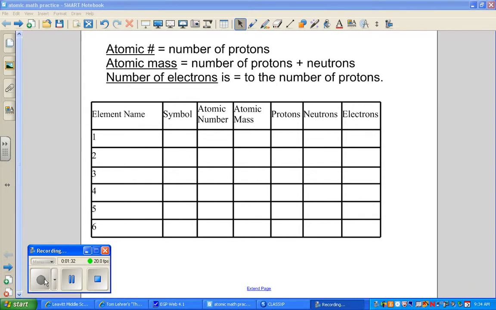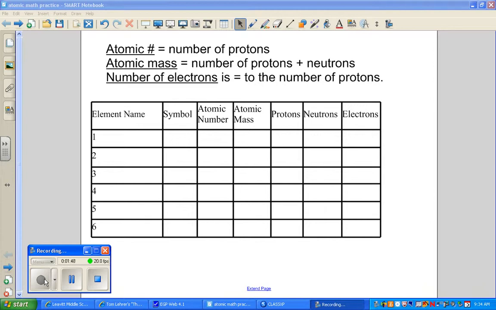You know why? Protons are positive, electrons are negative. They cancel each other out so that the atom can be neutral and be stable. So there's the same number of protons as there are electrons because they cancel each other.